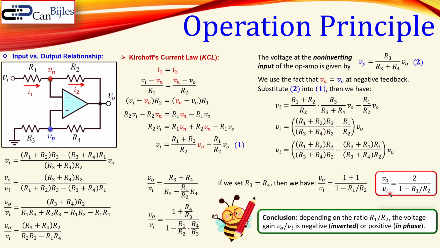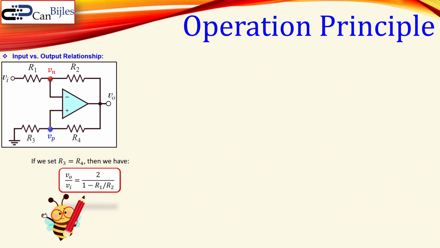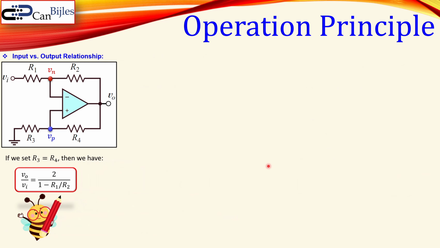It can be also negative, so that we invert it because this can be 1 minus, for example, 4. Then you get here actually 2 over minus 3. So that can be an inverting gain. So you can switch from a non-inverting amplifier to an inverting amplifier. Okay, now let's continue with the next analysis.